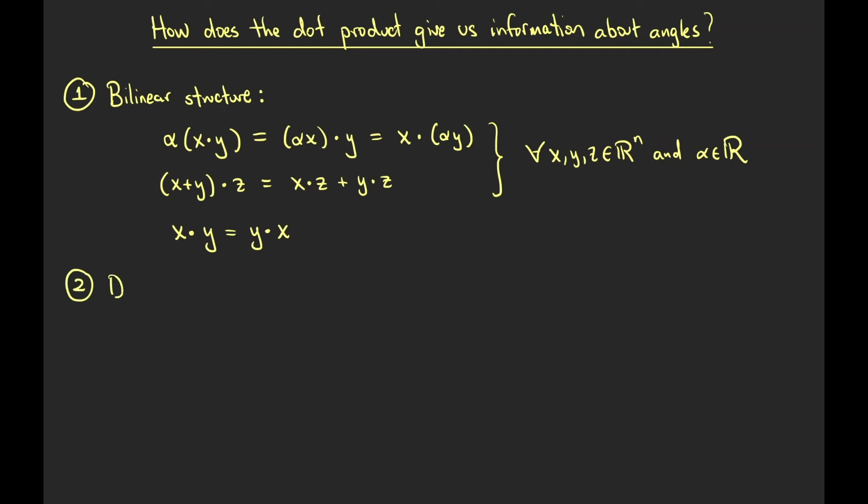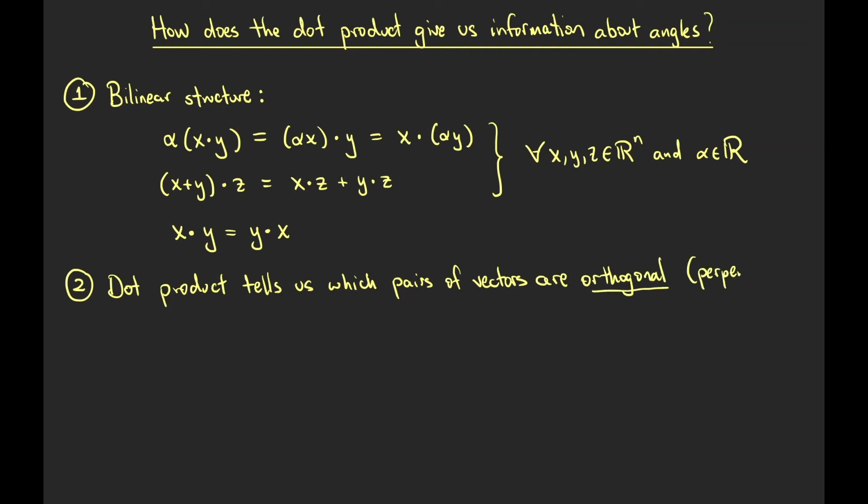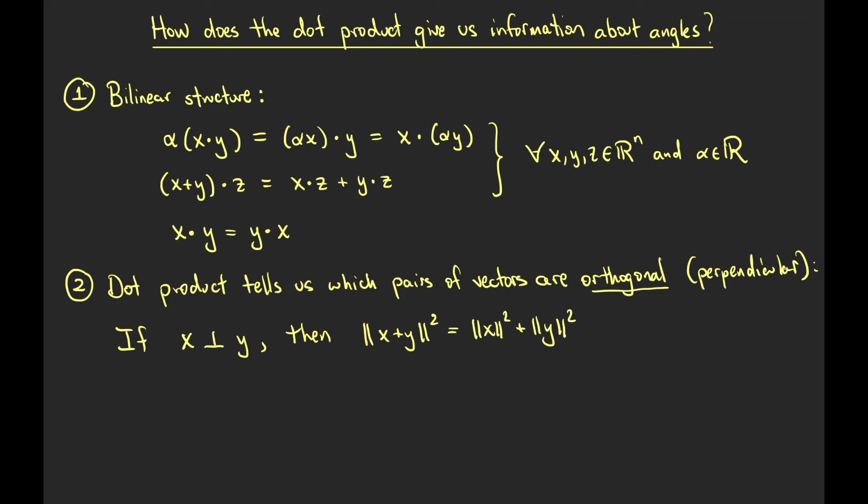Okay, so let's talk about how we can see from the dot product when 2 vectors are perpendicular, that is, when the angle between them is 90 degrees. For this, we're going to use the Pythagorean theorem. So the Pythagorean theorem says that 2 vectors are orthogonal if and only if the length of the sum of the vectors squared is equal to the sum of the squares of their lengths. So if x is perpendicular to y, then x plus y squared is the length of x squared plus the length of y squared. So let's write that down in terms of dot products.